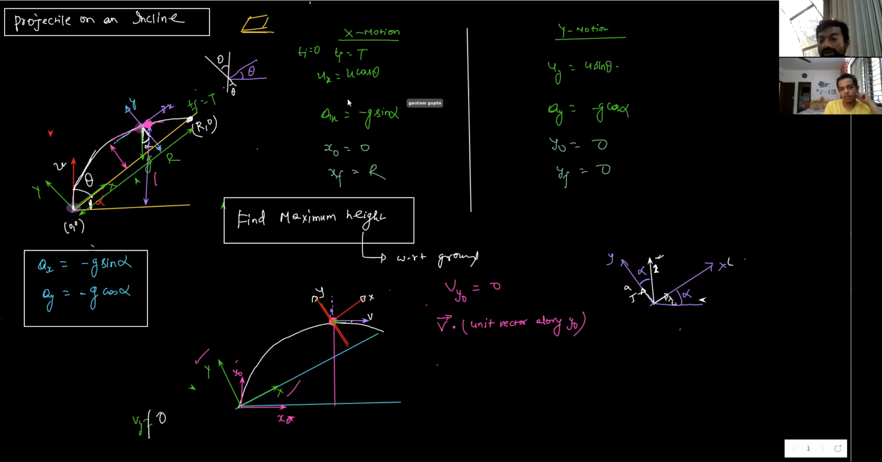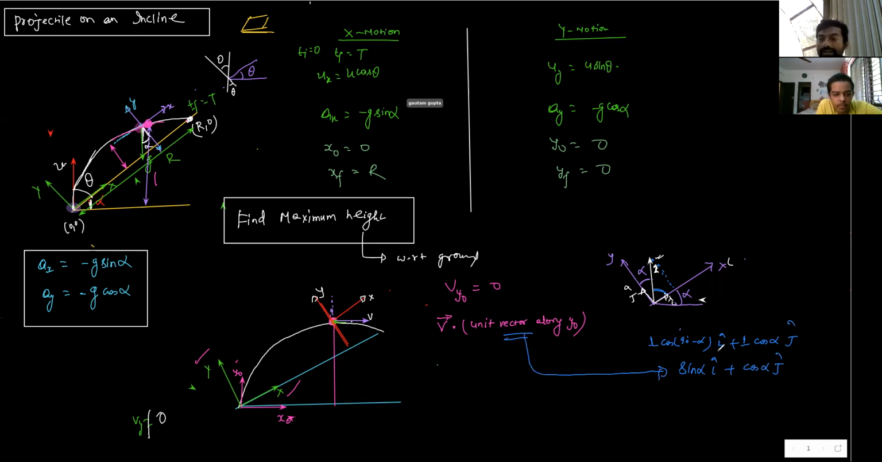So what is the component of 1 along the x-axis? This is the component, right? So this is 90 minus alpha. So it will be 1 cos(90 minus alpha) i cap plus 1 cos alpha j cap. So cos(90 minus alpha) is sin alpha, so sin alpha i cap plus cos alpha j cap. This is the unit vector along y naught. Did you understand this or not?